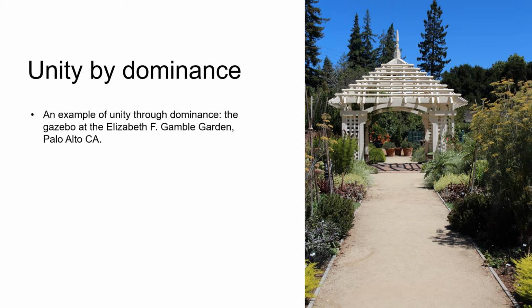Here's an example of unity by dominance. This is the gazebo at the Elizabeth F. Gamble Garden in Palo Alto. The gazebo acts as a focal point near the entrance to this garden, and it draws your eye along the paths that lead to it, and it gives your eye a place to settle.